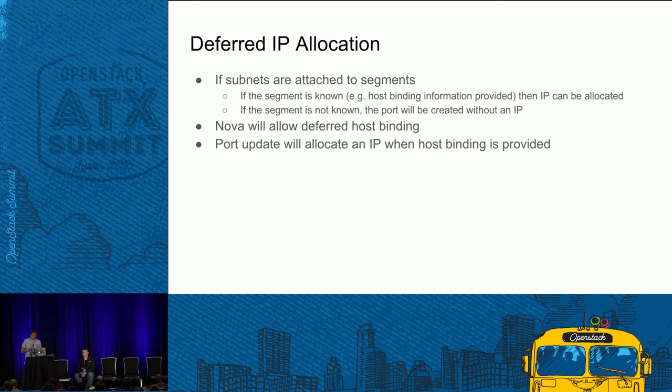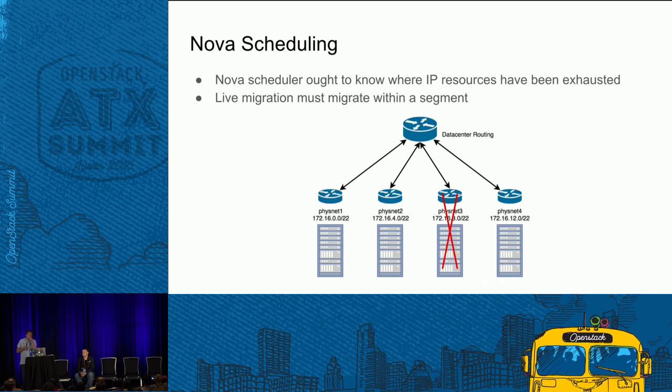And this is something that tripped up Nova a little bit, but in the Newton release, Nova will allow this deferred host binding so that we can coordinate Nova scheduling and Nova port binding with the IP allocation. And then we can wait until later, until a port update that actually gives us some host binding information, to allocate the IP address. So now that gets into Nova scheduling a little bit. This is actually one of the trickier parts of this project, but it's turned out to be a really cool opportunity to work cross-project between Nova and Neutron.